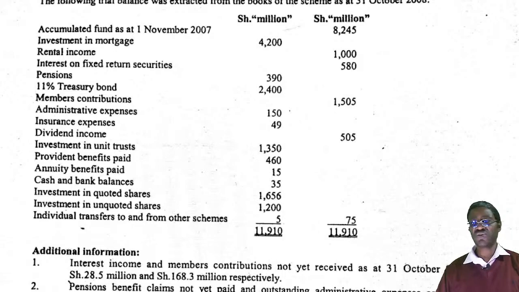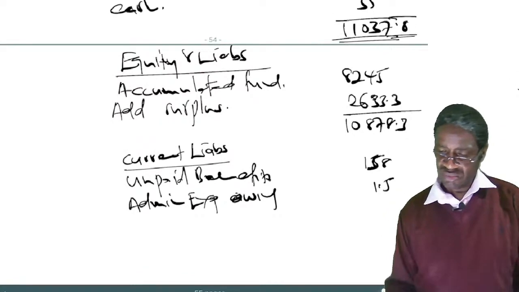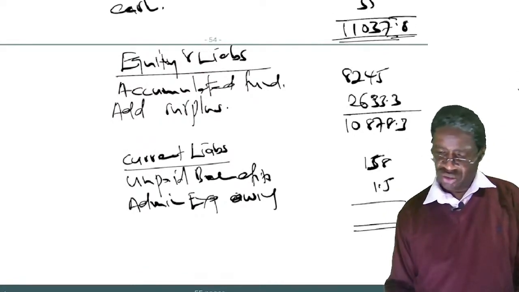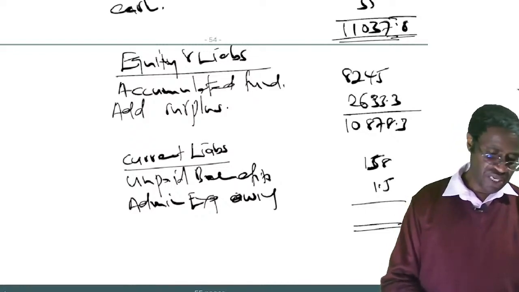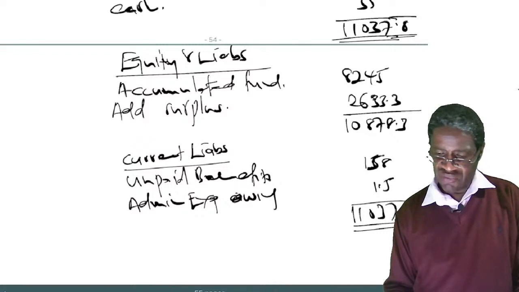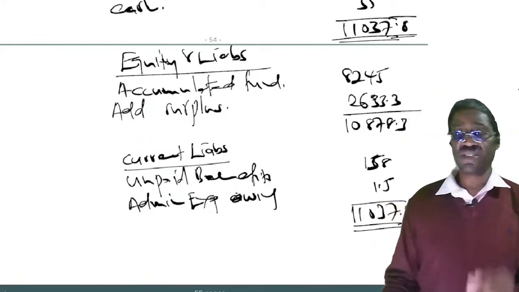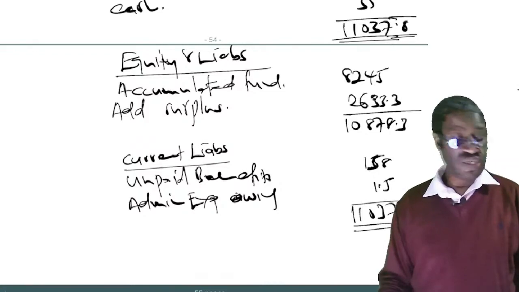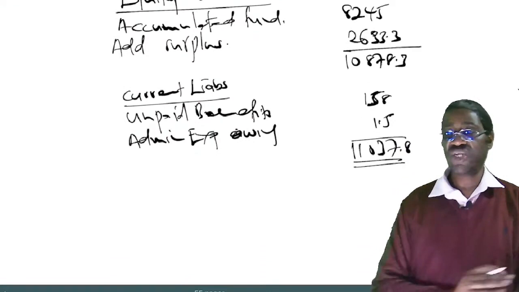Good. So we can now get the total equity and liabilities to see whether it's agreeing with the assets. So let's add 10,878.3 plus 158 plus 1.5. And I'm getting a total of 11,037.8. Is it agreeing? Yes. Good. That is it for that. That brings me to the end of that question.